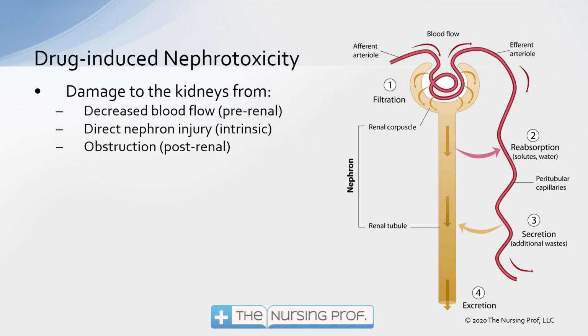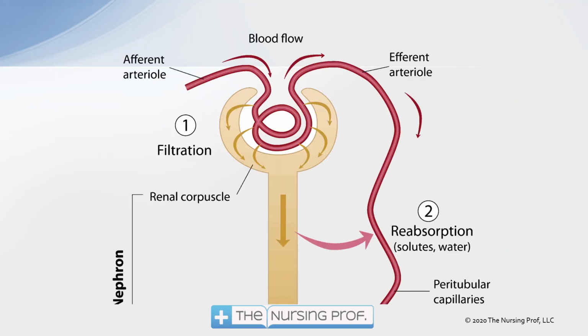Let's take a look at how these different things occur. So here's that same nephron. I've kind of blown it up a little bit here so we can take a closer look at what's happening in causing the patient to develop nephrotoxicity. So the first case would be that the patient has a pre-renal cause. So the medication for some reason is decreasing the blood flow to the kidney. Now that could be a couple different ways.